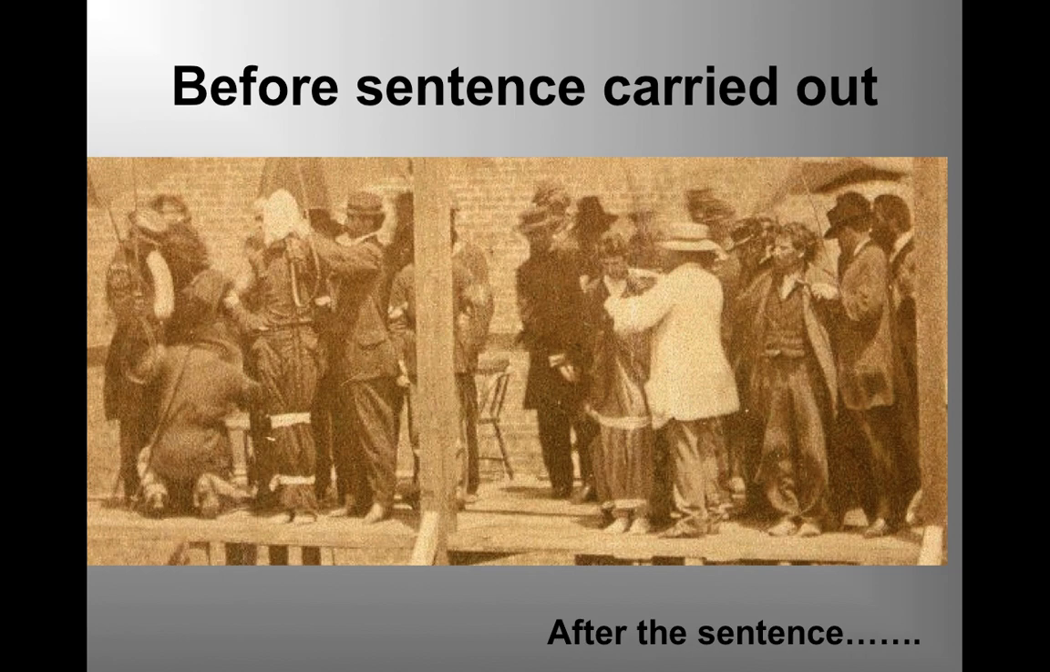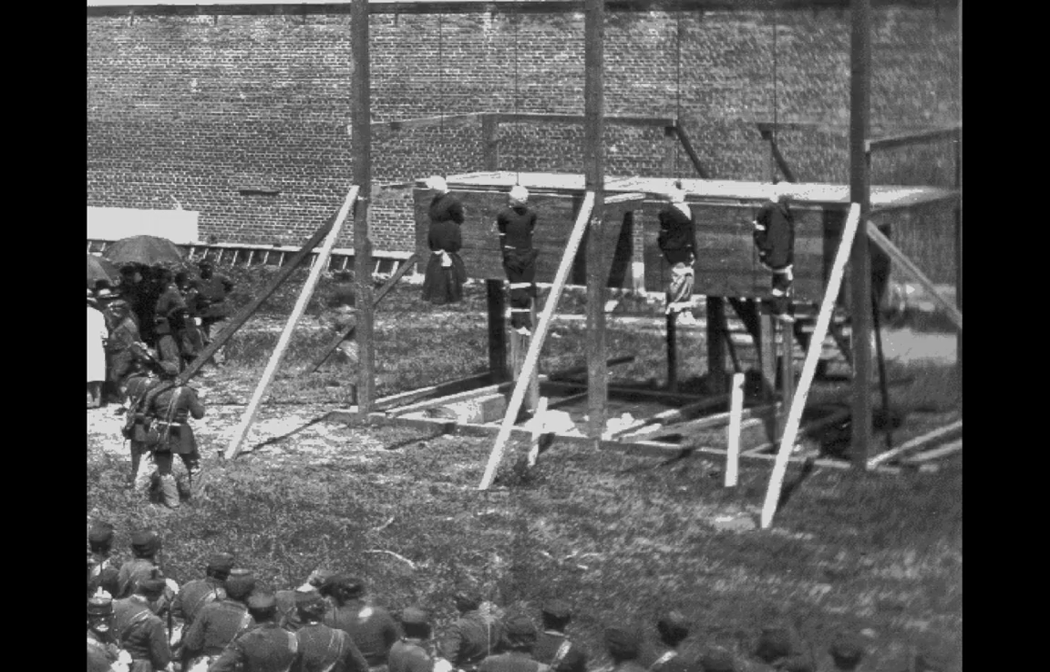This gives you a visual depiction of the 4 individuals that were sentenced to hang. And this next picture is a little bit graphic in a sense, just because it's going to show their dead bodies, but I show it to you just to give you an idea of historically what did happen on July 7th, 1865.